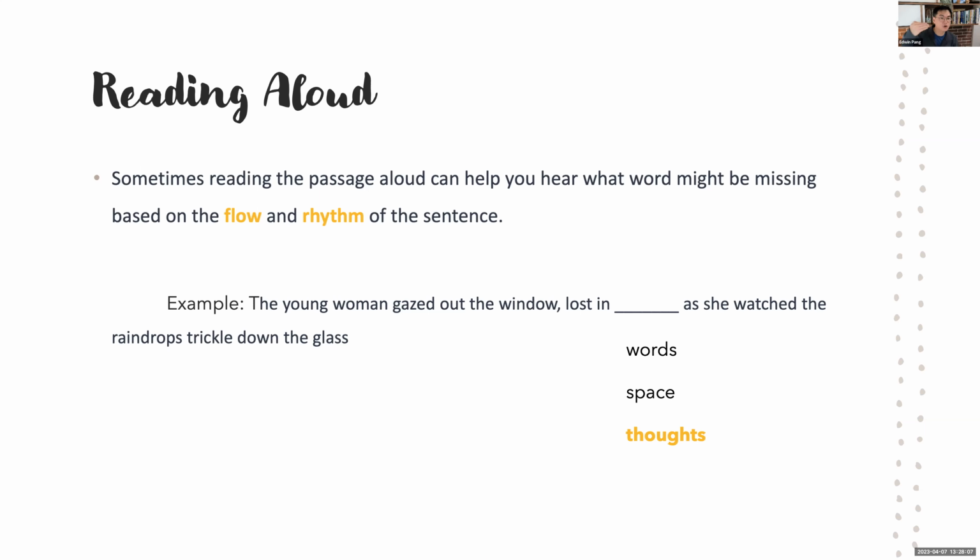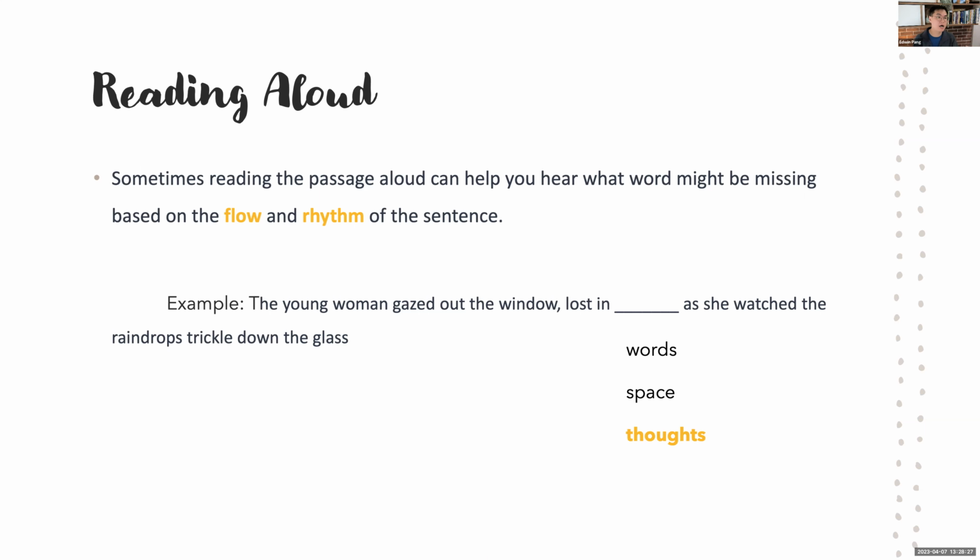Read in the flow and the rhythm of the sentence so that you can hear and then make the necessary corrections. So for example, the young woman gazed out of the window, lost in what? As she watched the raindrops trickle. So when you see the word lost, you tend to think about lost for words, or you tend to think about lost in space. So those are the common things that come to mind.